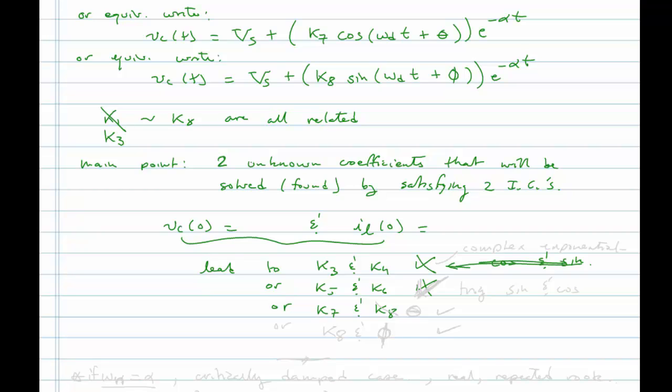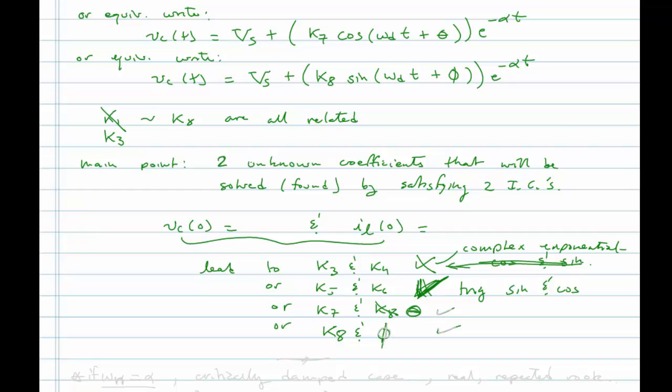Okay. This is the complex exponential form. This is the one I would avoid. This one is the trig form, sine and cosine. That one's good. K7, and then it'd be theta, and K8 and phi. These are fine as well.